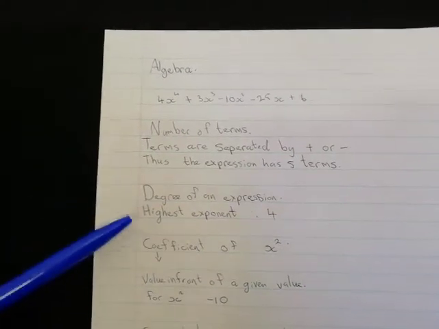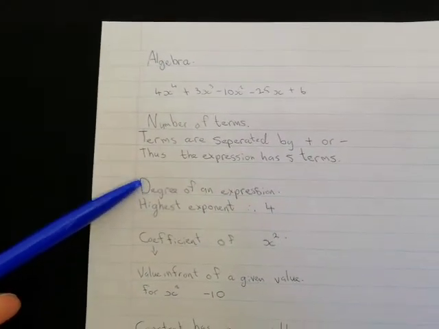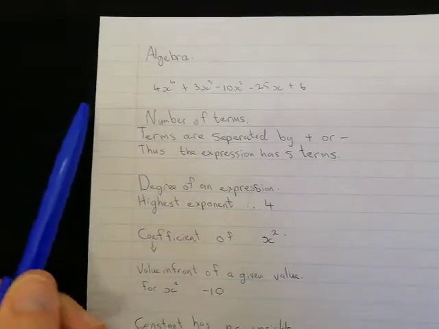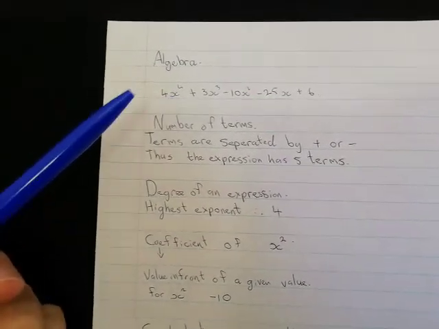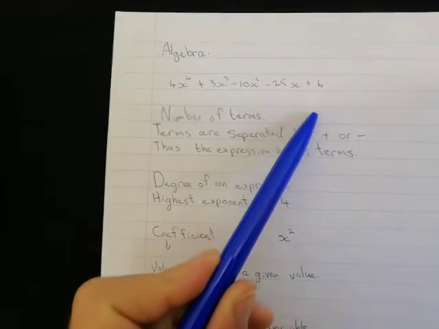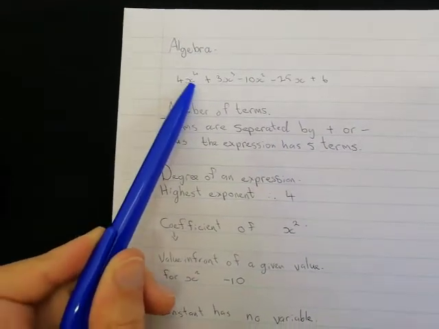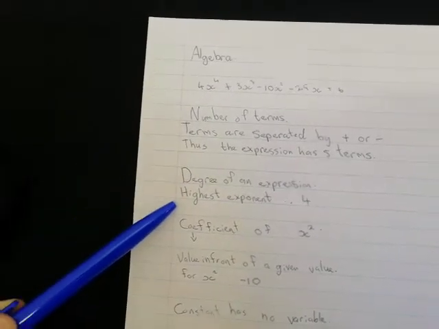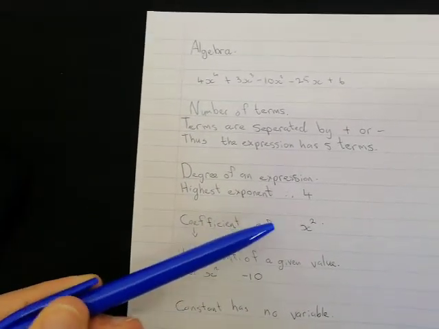Next thing you need to know how to do is get the degree of an expression. So the degree of an expression is the highest exponent that you have in the entire expression. In this case, it is 4. If your highest exponent is 4, the degree of the expression is 4.